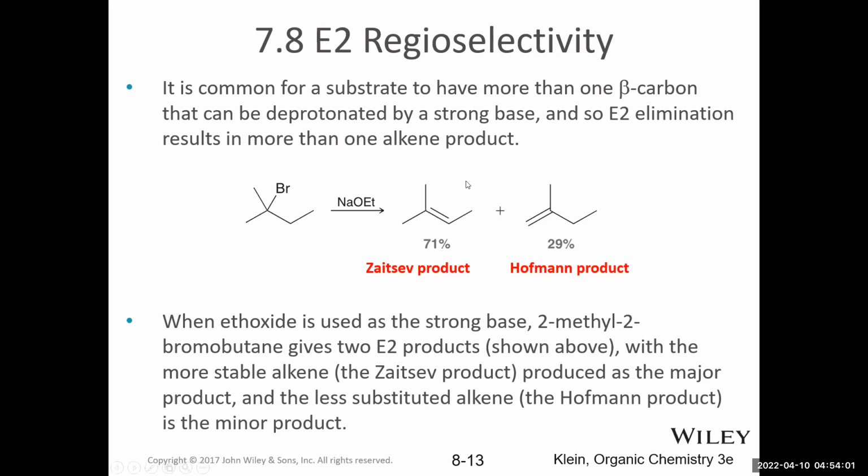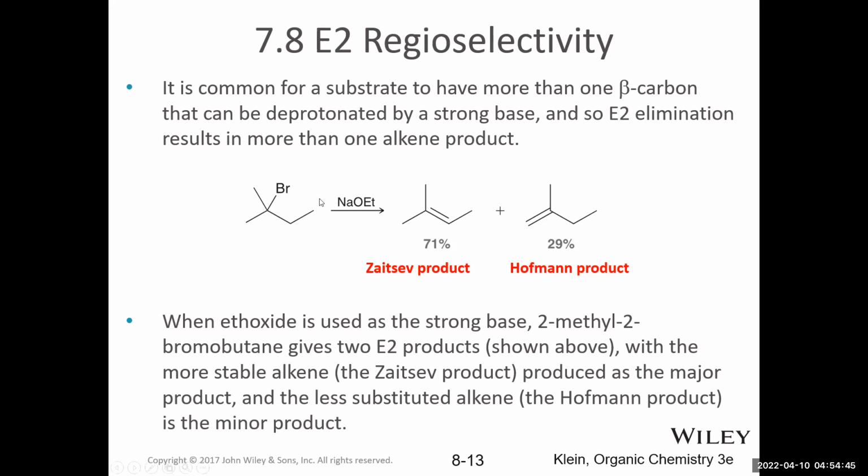Now, what you see is that this particular reaction gives 71% of this alkene and 29% of a separate alkene. These are labeled as the Zaitsev product and the Hofmann product. The Zaitsev product is the more substituted and thus more stable alkene. The Hofmann product is the less substituted and less stable alkene. Notice that this is tri-substituted and this is di-substituted, and remember that increased substitution leads to increased stability of the alkene.